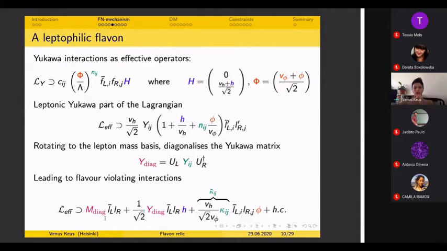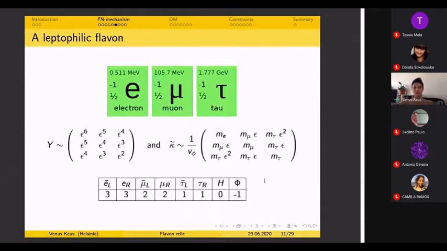So your effective Yukawa Lagrangian now has a diagonal mass matrix, a diagonal interaction with the Higgs, and the non-diagonal interactions with phi. Again, I want to show you, for the purpose of this project, the charges that we gave to our charged leptons.